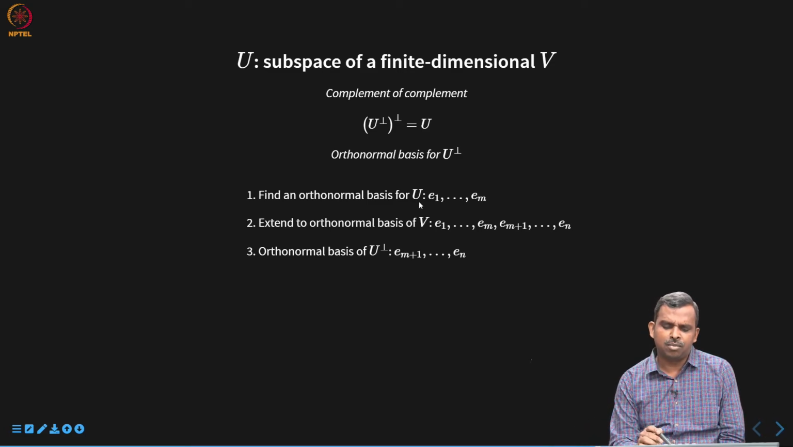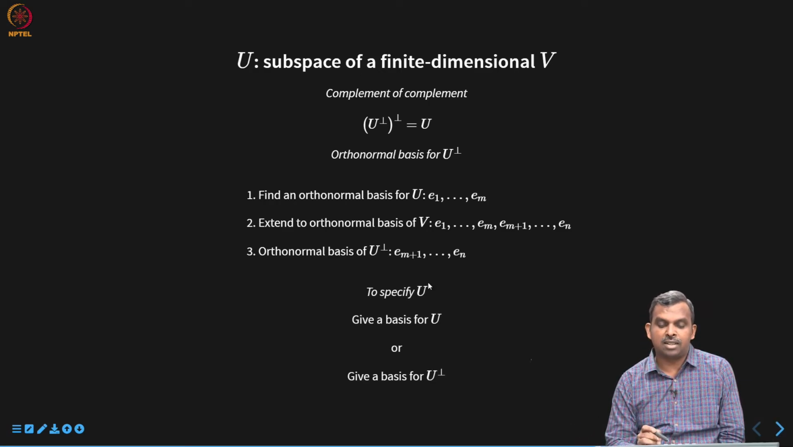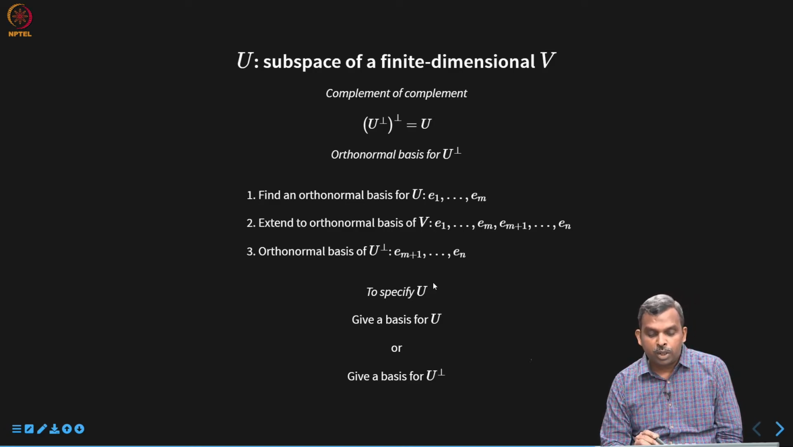Or you find a simple basis for U perp and apply Gram-Schmidt. You could do that also. There are so many methods out there. What is interesting because of these results is that you can specify U either by giving a spanning set for U, as in a basis for U, or by giving a basis for U perp. Both of these sort of determine each other, right?